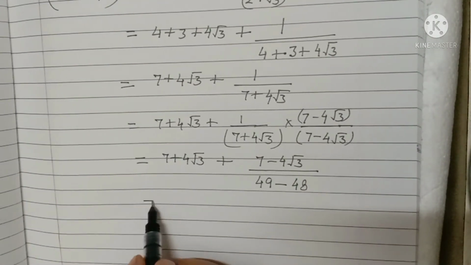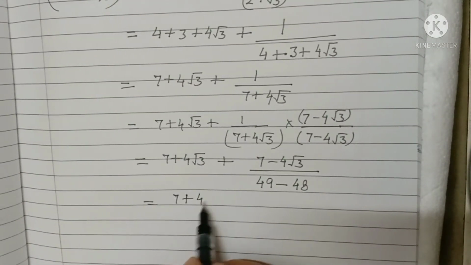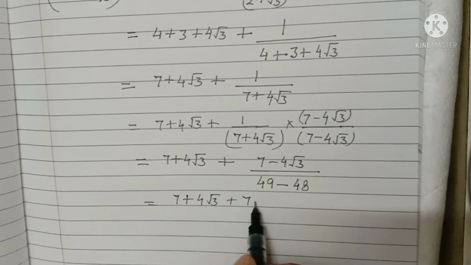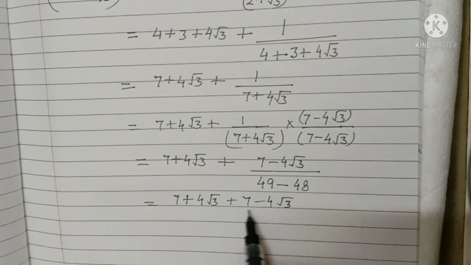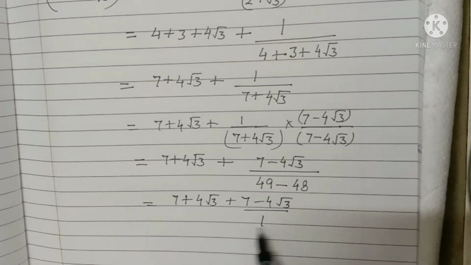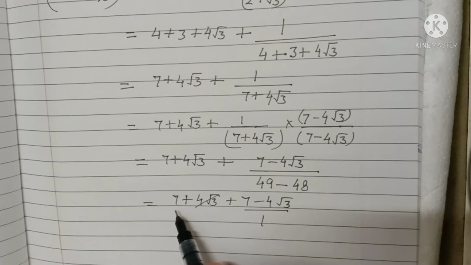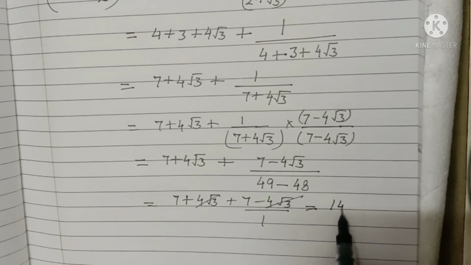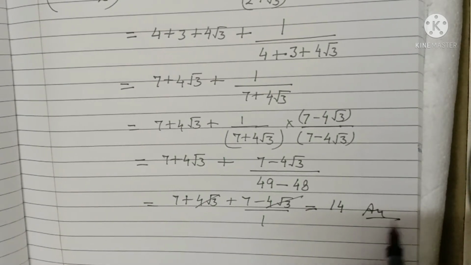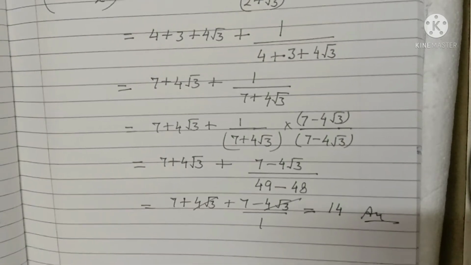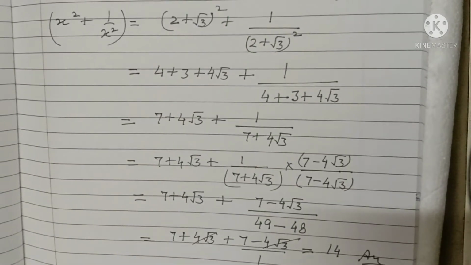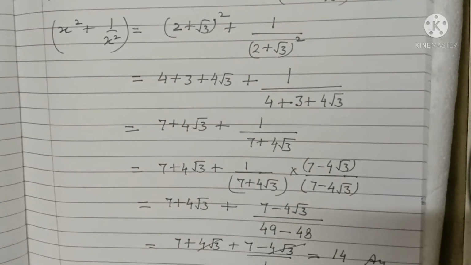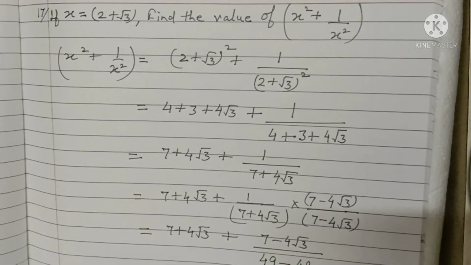Now 7 plus 4 root 3 plus 7 minus 4 root 3 upon 1, and this is the same. 7 4 root 3 and 4 root 3 cancel, this is plus, this is minus, and 7 plus 7 you will get 14. The answer is 14. This is the 17th question.